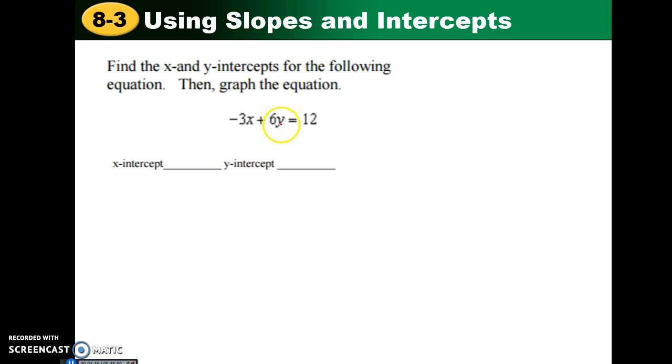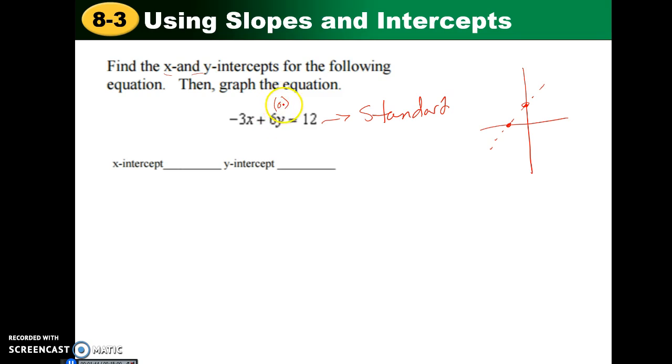Here's a standard form equation. This is standard. It's the ax plus by equals c. And we want to find the x and y intercepts. We want to find where on our graph our line crosses the x-axis and where it crosses the y-axis. Okay, that's what we're looking for. So to find the x-intercept, it's really easy. You just plug in a 0 for y.